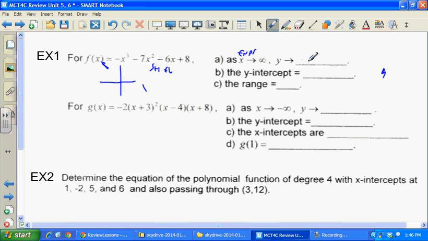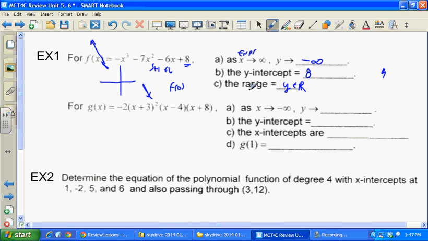We don't know where, we'd have to factor it, but it starts high, ends low. Odd degree. So as x approaches infinity, that's ending, right? We're talking about end. Ends low. So how do we say low? Negative infinity. The y-intercept, well, the y-intercept is just f at 0, right? F at 0. These all wipe out. We're left with 8. Easy peasy.